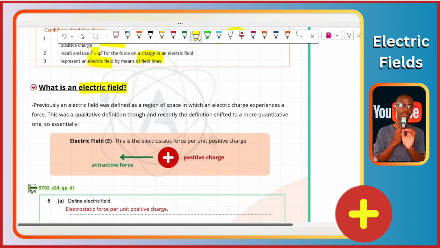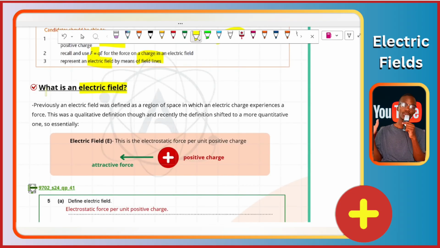Which is a very simple but yet difficult question to unravel. So previously, an electric field was defined as a region of space in which an electric charge can experience a force. So we defined an electric field as a region of space, right? This was a qualitative definition though, and recently the definition has shifted to a more quantitative one. So essentially, you can define an electric field as follows.